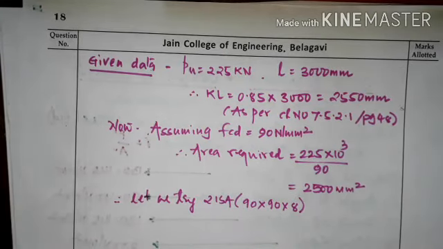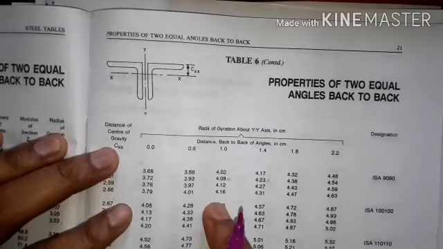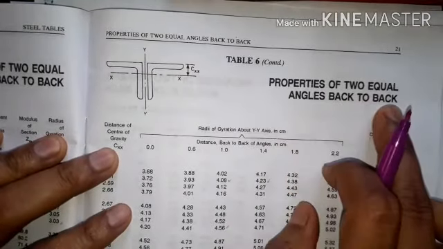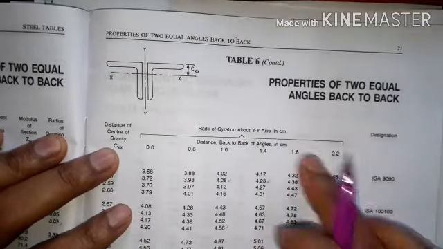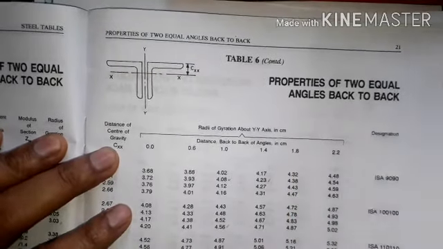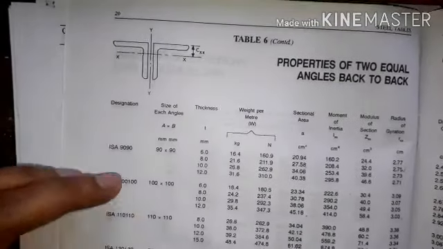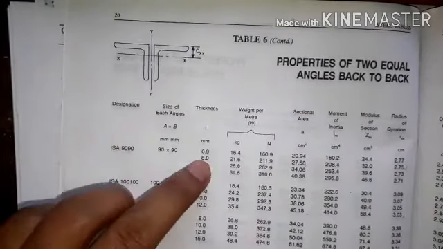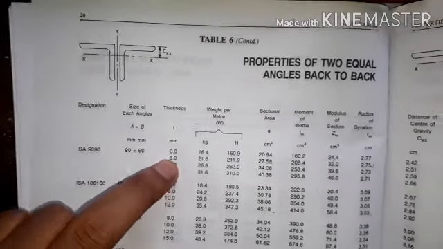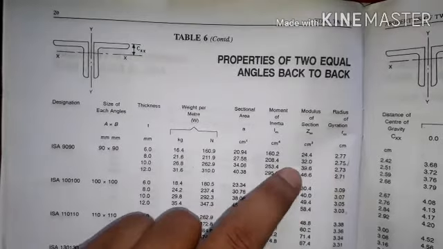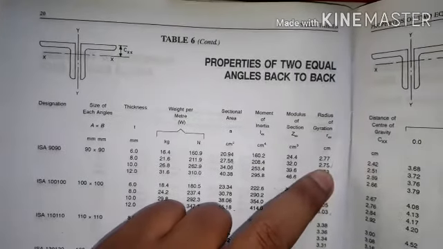Okay, so I will show you. In steel table I told you the provision is given. So if you open here, it is given properties of two equal angles back to back. Now we have to find out the angle 90 by 90 by 8. Here you can see the angle is 90 by 90 by 8, and all the properties are given here. So the main important one here is radius of gyration.